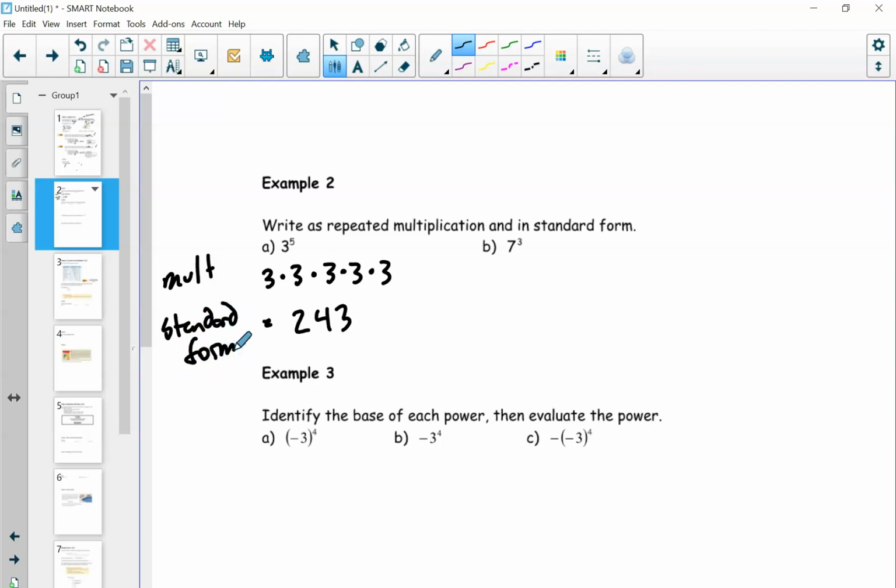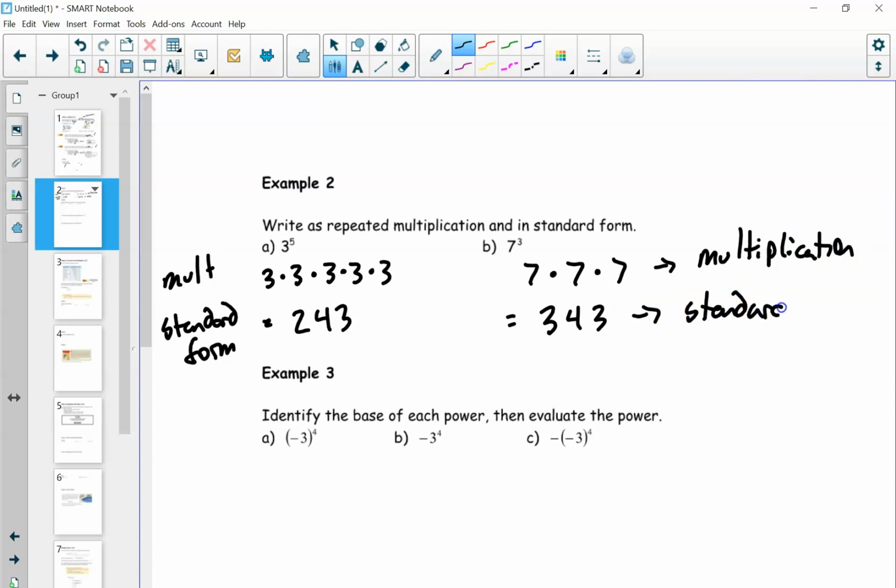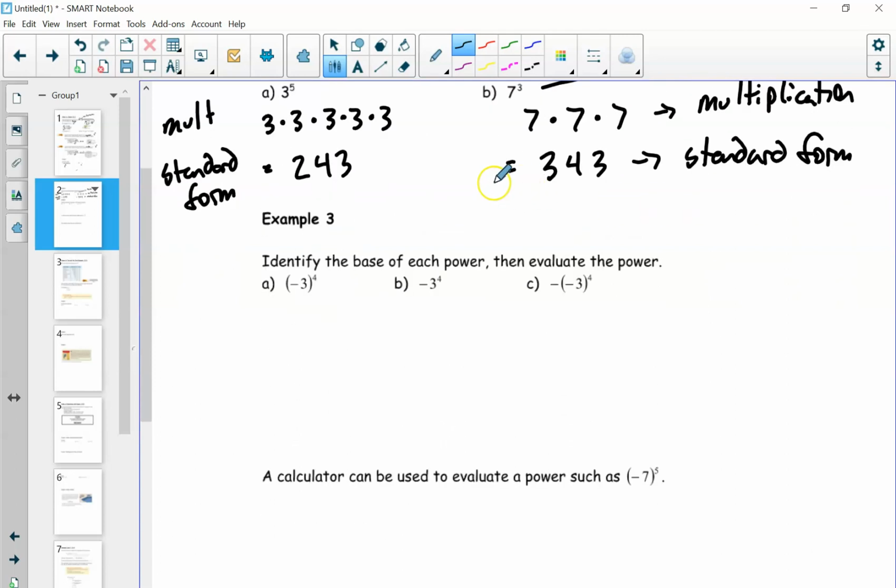Okay? 7 to the power of 3, exact same process, right? 7 times 7 times 7, because there's 3 of them. Well, we know 7 squared is 49, but 7 times 7 times 7 is 343. So once again, this is the multiplication part, and this would be the standard form. And if you want to be really detailed, you would write this is the power. Okay, those are the 3 typical forms you'll see numbers in.